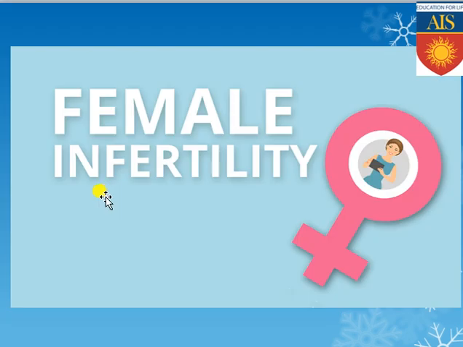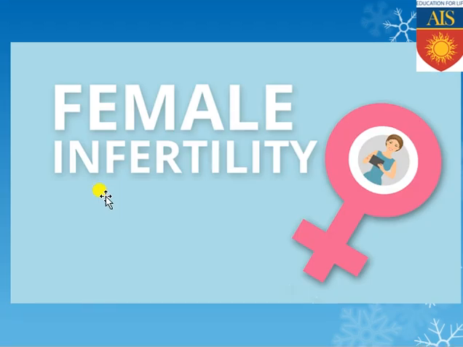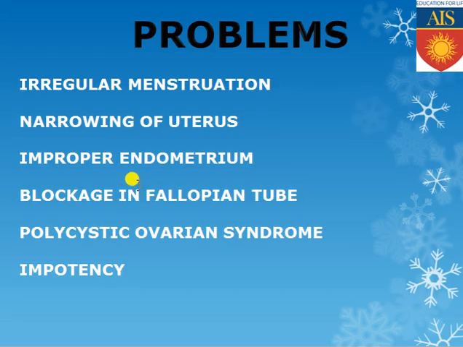Now we are entering female infertility problems. What is female infertility? Female infertility means in case of female also some problems can be found. Let's see the problems. In case of female, the infertility problems are: first, irregular menstruation; second, narrowing of uterus; third, improper endometrium lining; fourth, blockage in fallopian tube; fifth, polycystic ovarian syndrome; and sixth, impotency. That means first one, irregular menstruation.